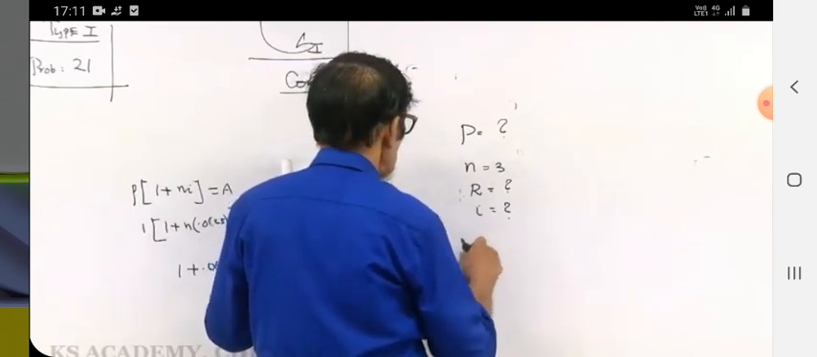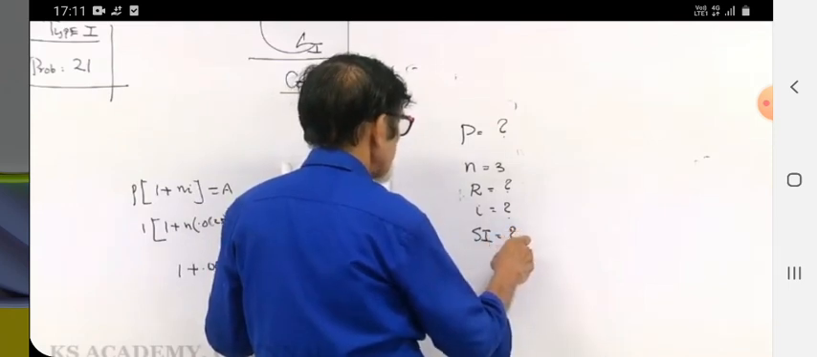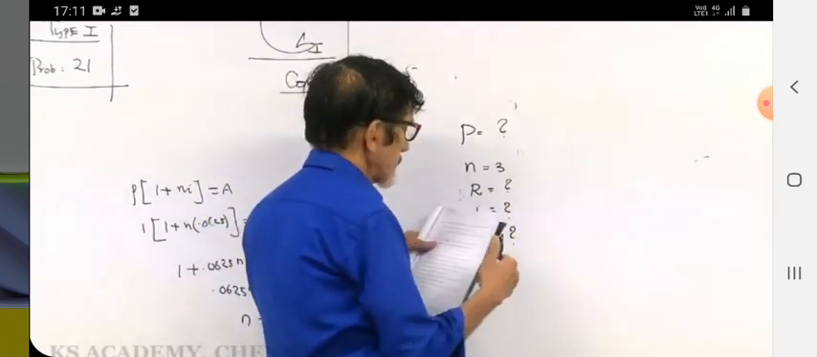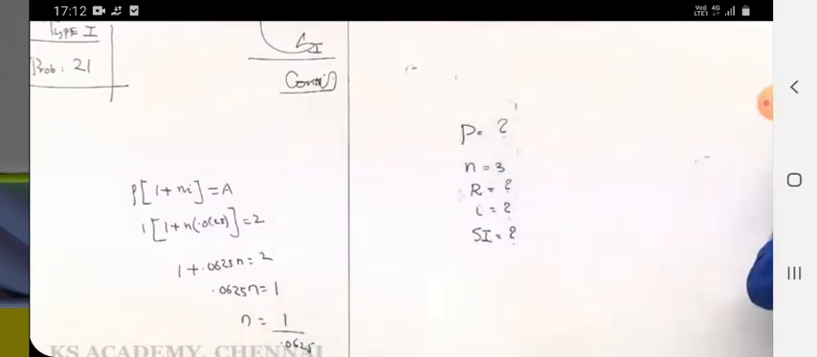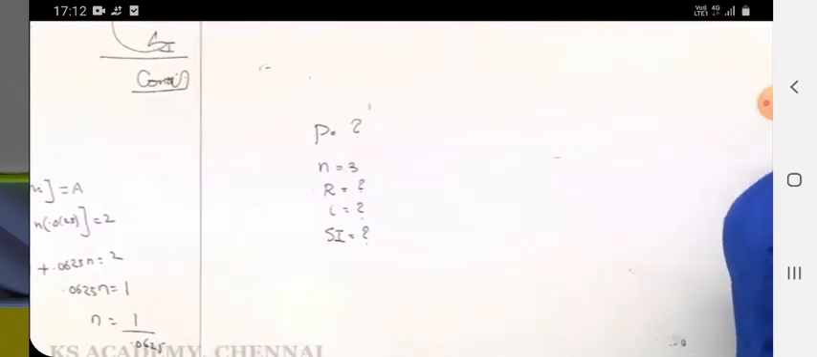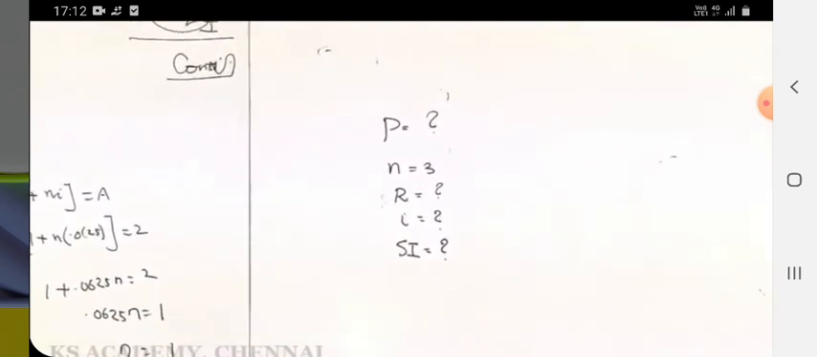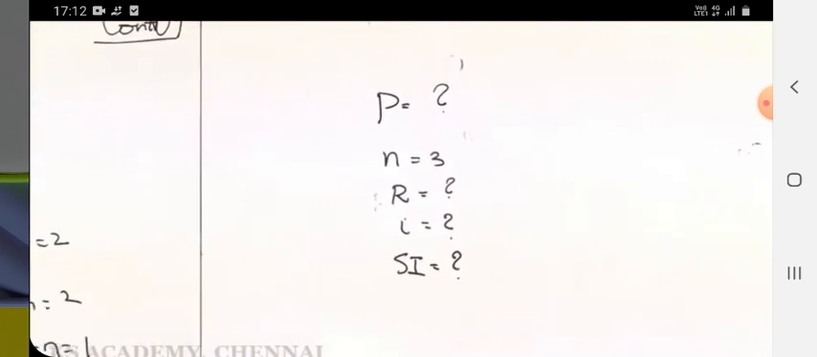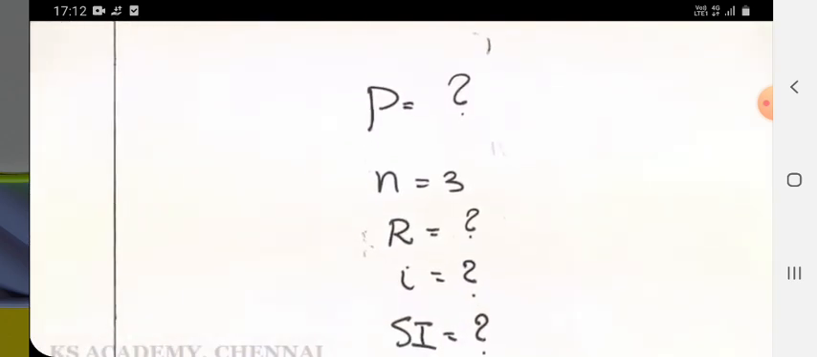Interest is more. N alone is given, other things are not given, N alone. You have to calculate simple interest. Why? Because simple interest is more, 882 rupees.